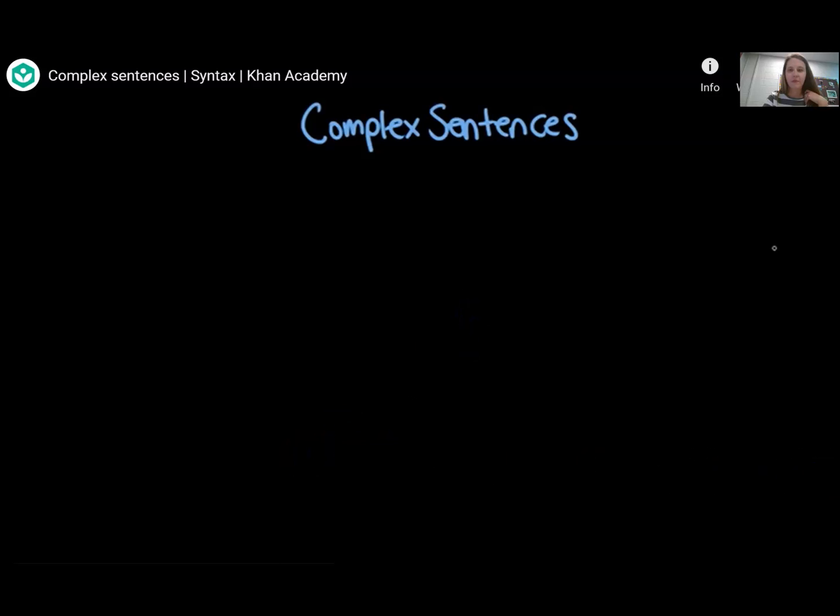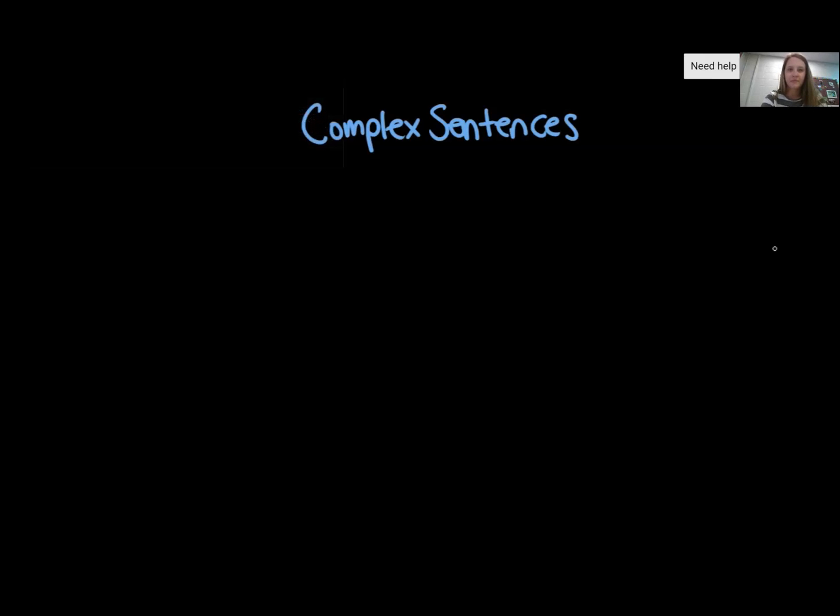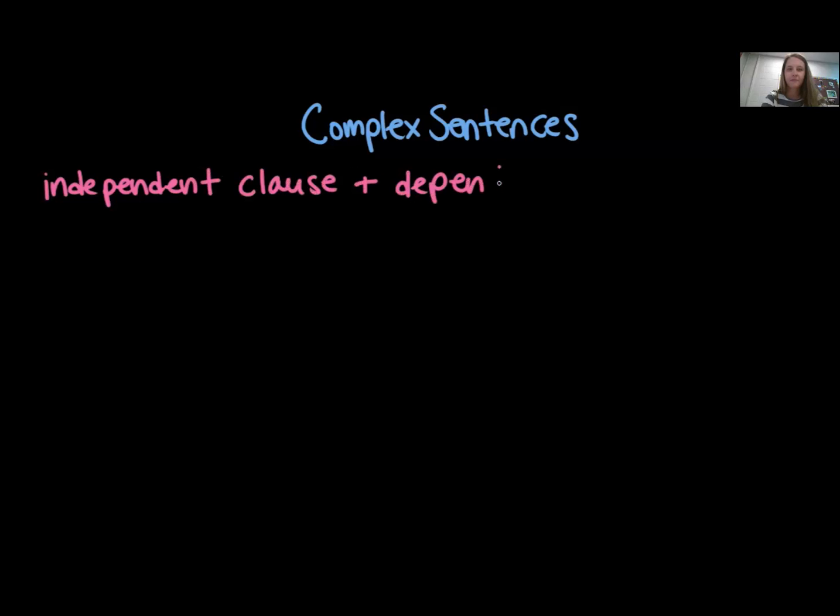Hello, grammarians. Hello, Rosie. So in this video, we're going to talk about complex sentences. We talked in another video about simple and compound sentences. So that is like one independent clause or two independent clauses. And with a complex sentence, we're going to introduce something called a dependent clause. So a sentence needs at least one independent clause to function as a sentence. But with complex, we're going to add this dependent clause.